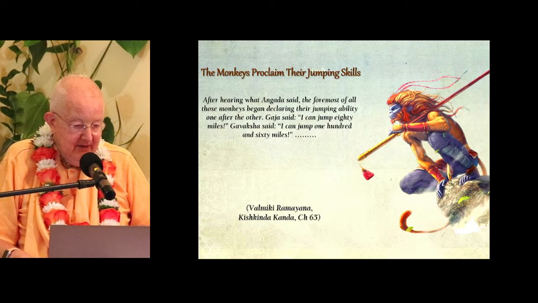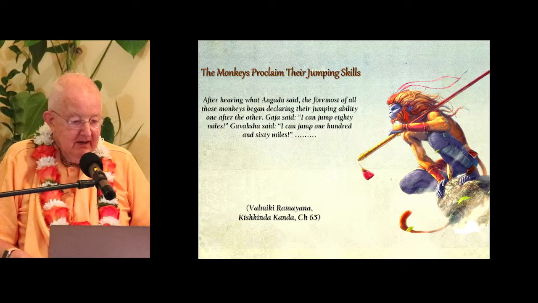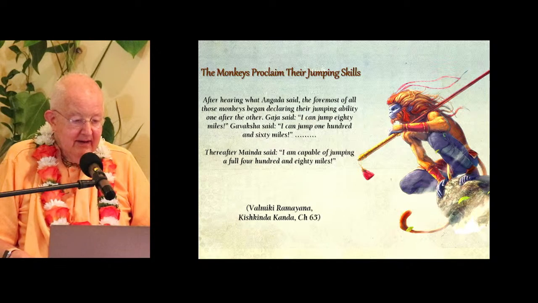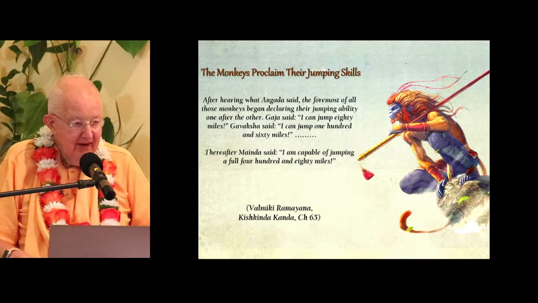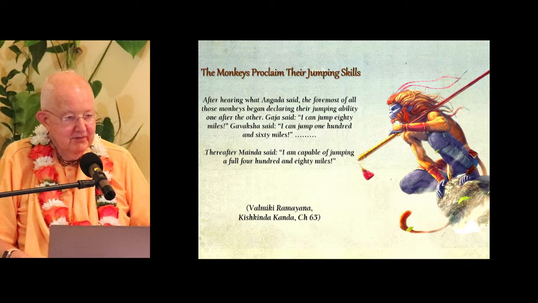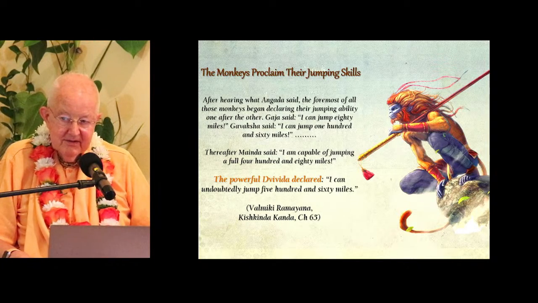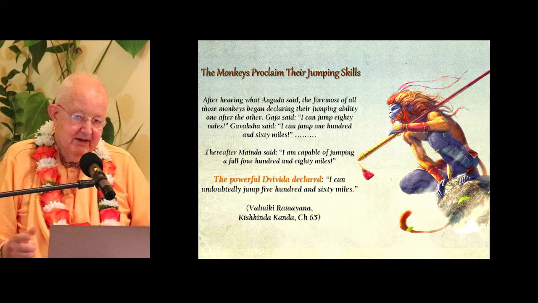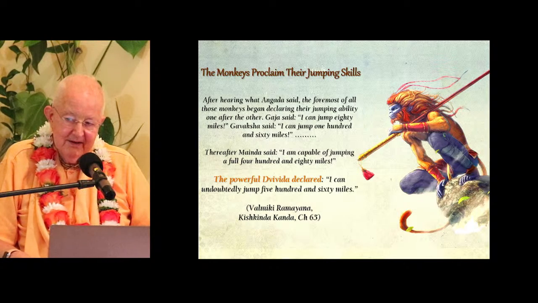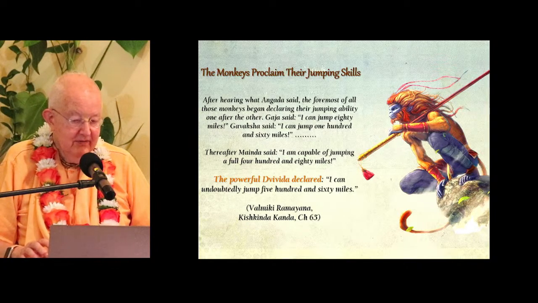Gaja said he could jump 80 miles. Gavaksha, 160, that's double. And Minda said he could jump 480 miles. That's a big jump. He wins the contest for broad jumping. And then the powerful Dvivida declared, I can undoubtedly jump 560 miles. It's not long enough, what to speak of coming back, because Angada said, I can get there, but I can't come back. That's not good. So he's mentioned as being very powerful.